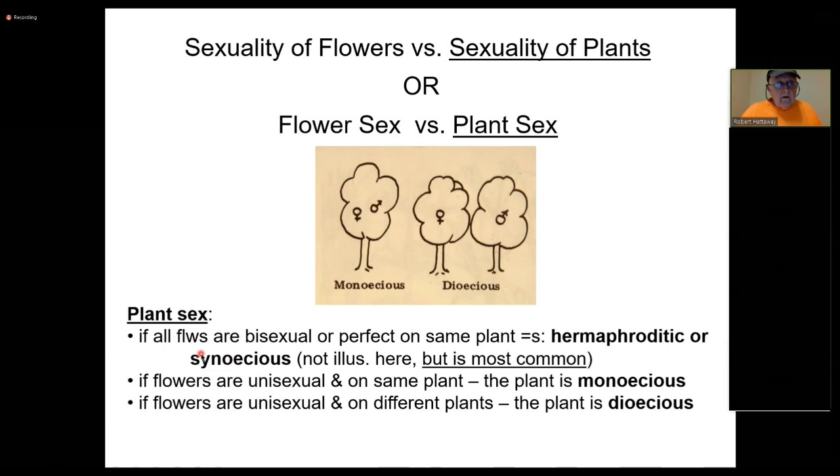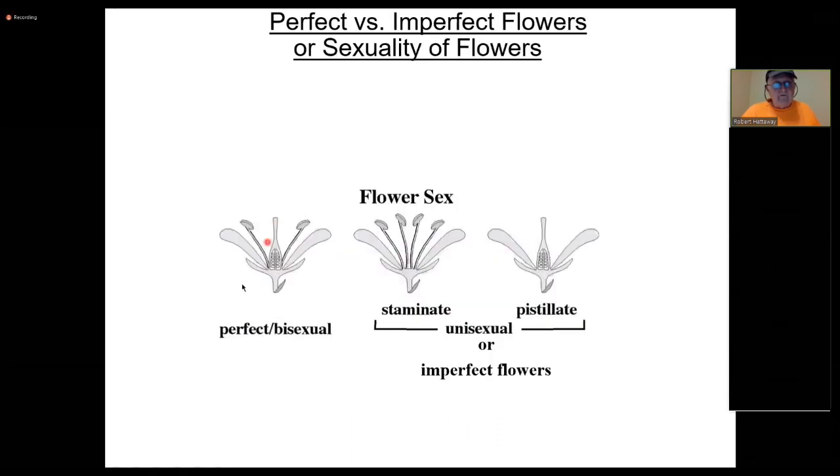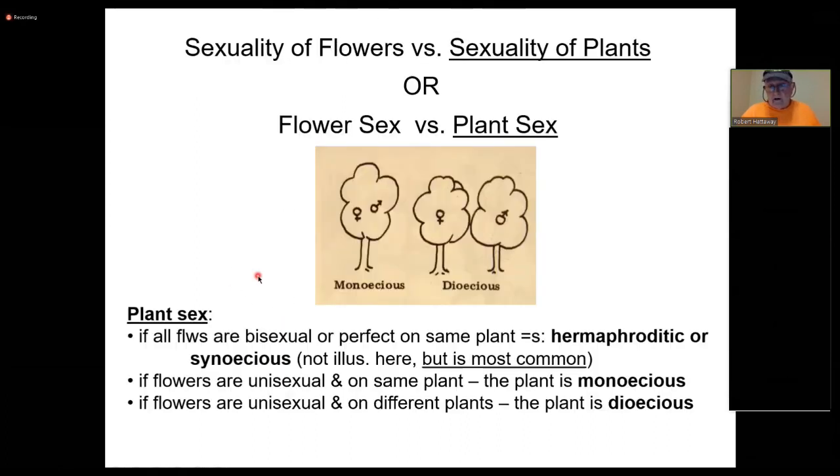Now, all right, plant sex. If all the flowers on the plant are perfect or bisexual, then, like I just said, it's hermaphroditic. The term that we use is synoecious, not illustrated here. Well, here it is. This is a synoecious plant that has perfect flowers. So synoecious is not illustrated on this slide, but it is illustrated on the previous one. What is illustrated on here are the 2 other conditions of sexuality in a plant.